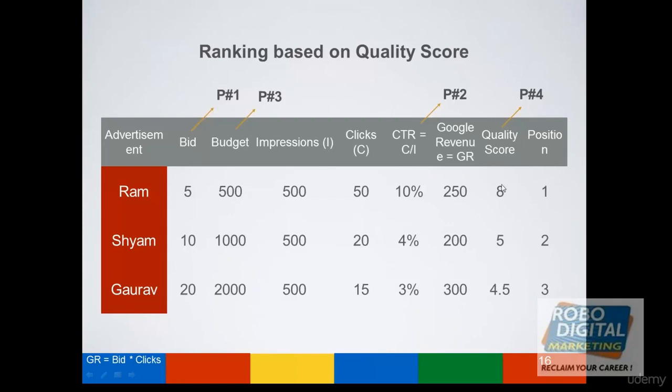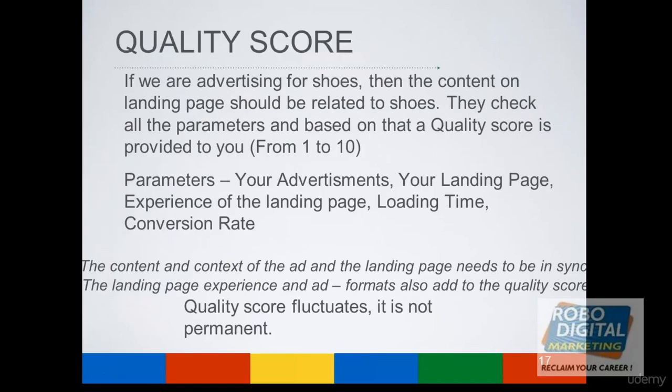The quality score should be high whenever you are making ads. Now, what is the quality score? Quality score is the score which shows how much your ad is relevant to your audience. Like if somebody is searching for red shoes, you are not showing ads for t-shirts. You should show ads related to shoes only.